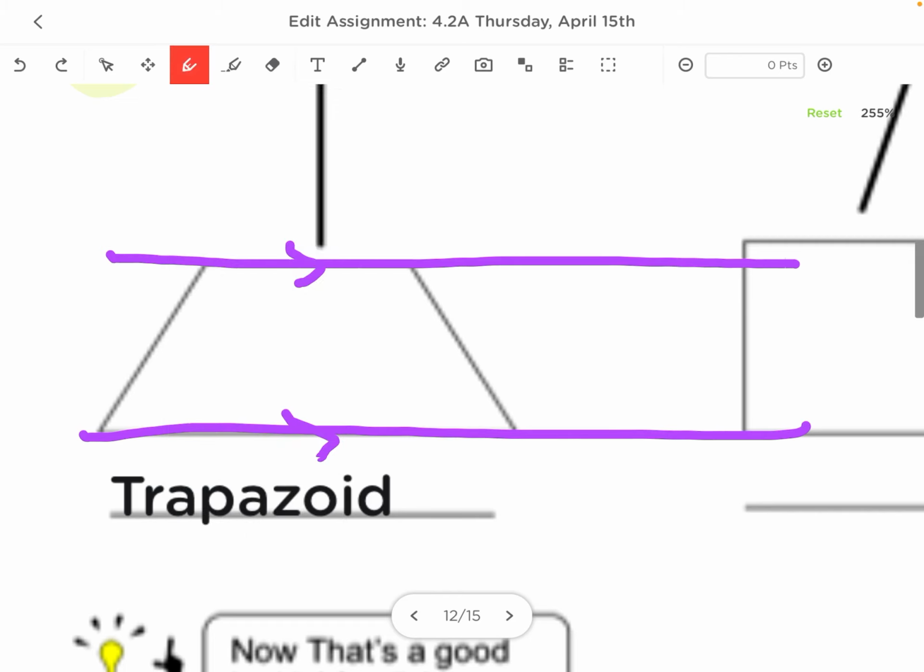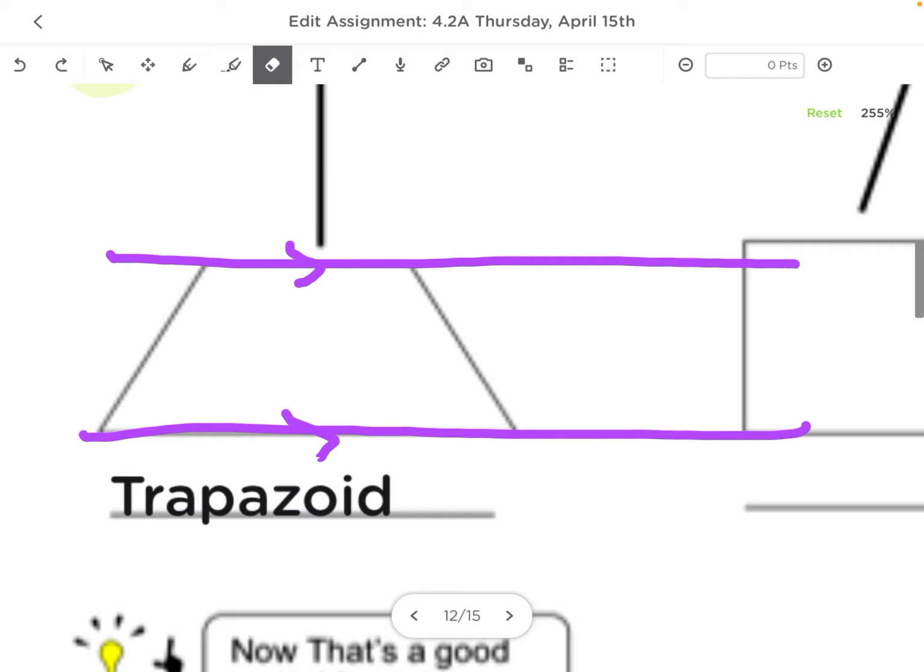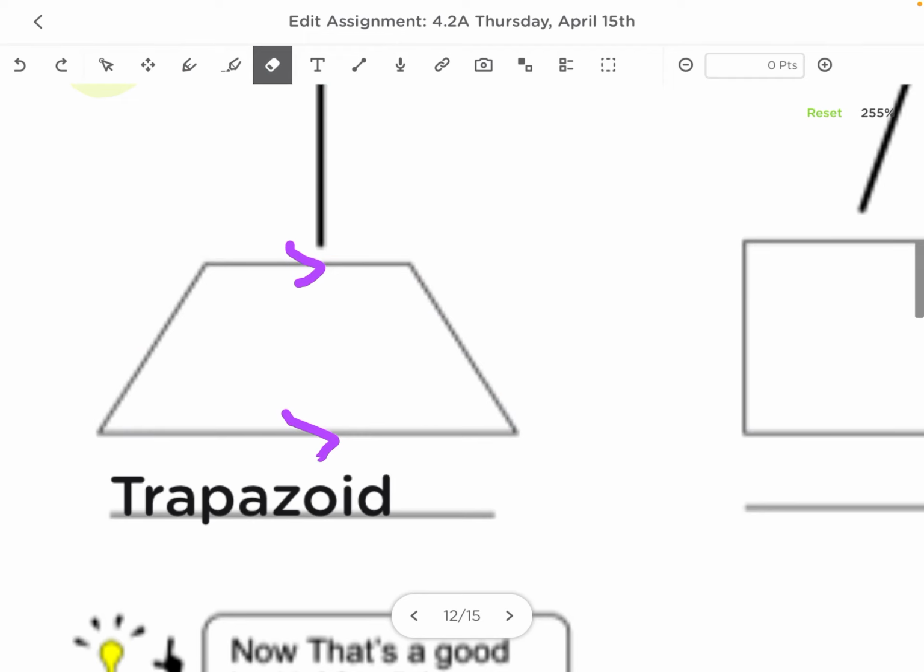But if the other 2 lines continued on forever, they would cross, they would intersect. So it only has one pair, which means 2 lines, of parallel lines. Go ahead and draw your arrows.